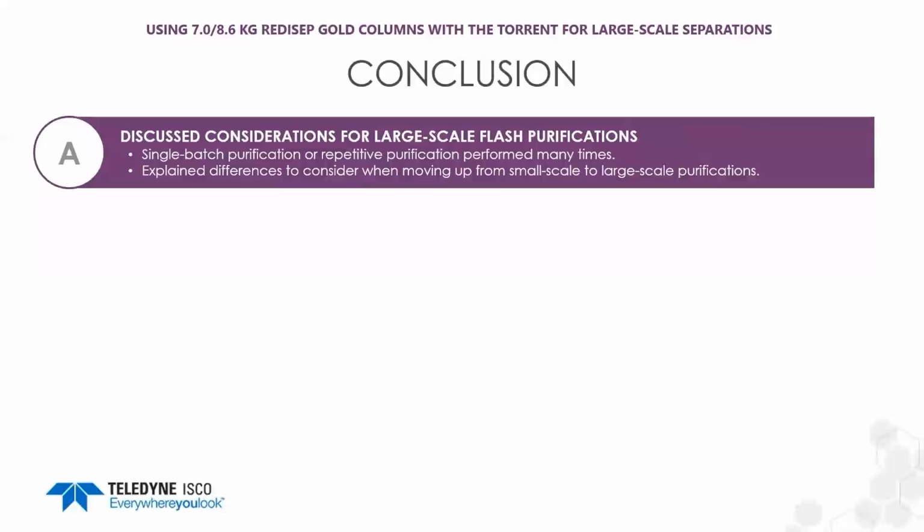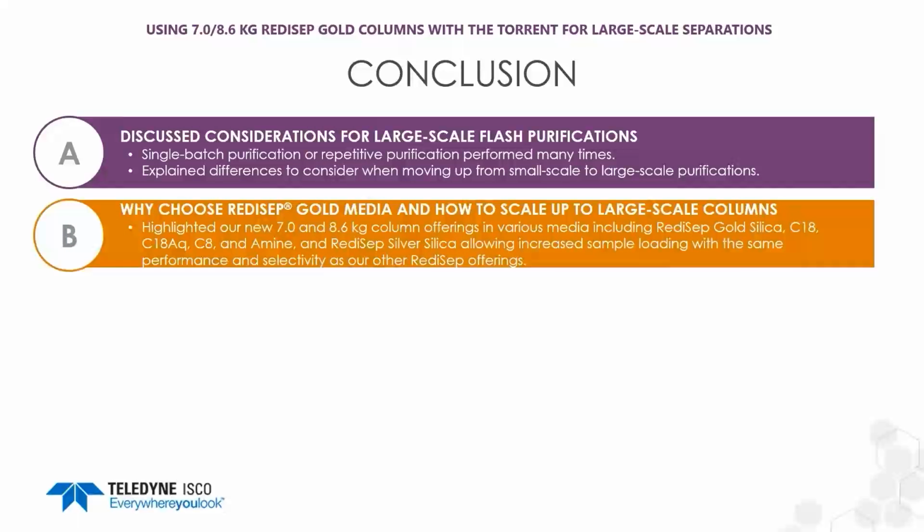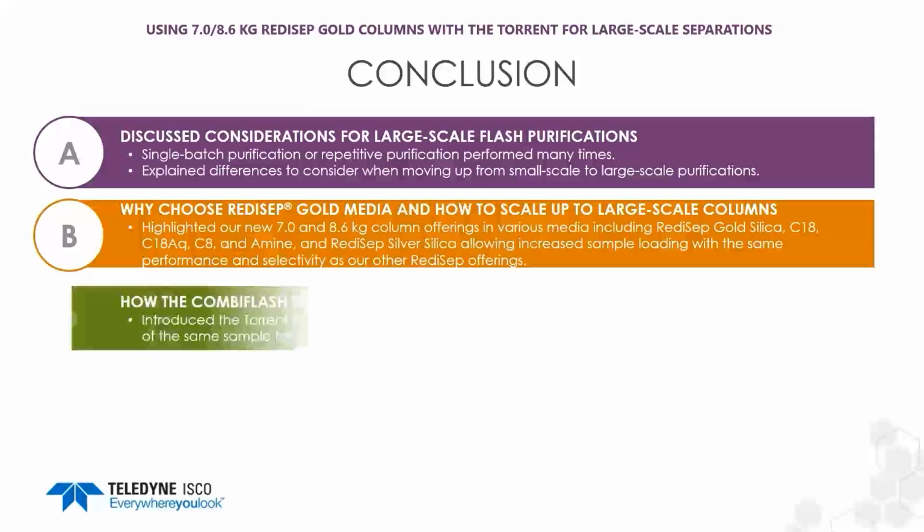So in conclusion today, we discussed considerations for large-scale flash purifications, from single batch purifications to repetitive multiple injection separations. We explained the differences to consider in moving up from small scale to large scale purifications and how we do method transfer and validation. We described why you would want to choose RediSep Gold media because of increased sample loading and potential savings in solvents for larger processes. We also reiterated the different choices in stationary phases that the RediSep Gold line offers, including silica, C18, C18AQ, C8 and amine functionalizations, and then also our RediSep Silver silica as well.